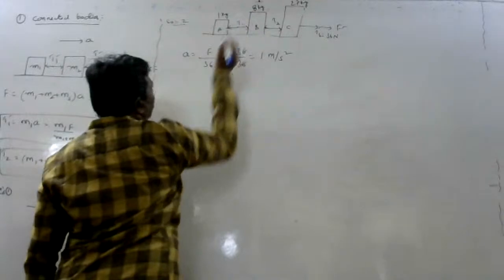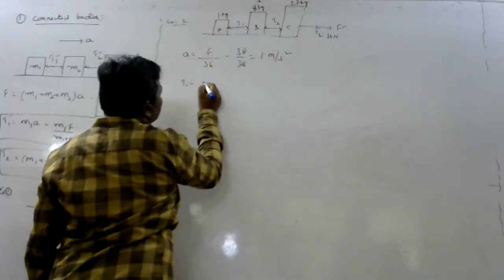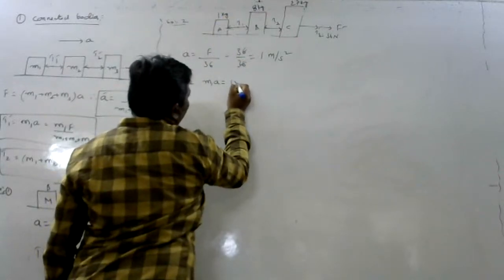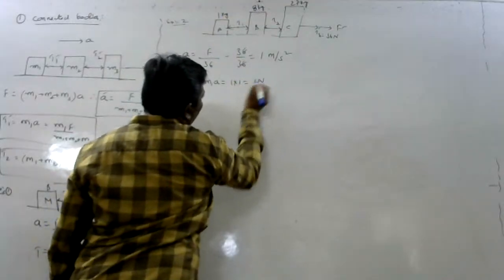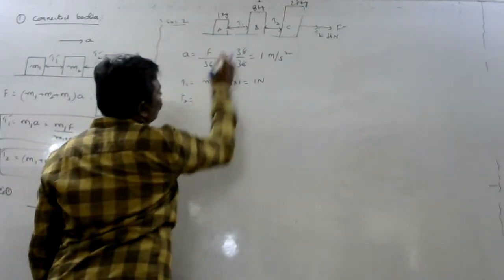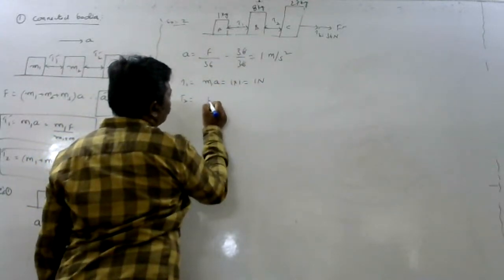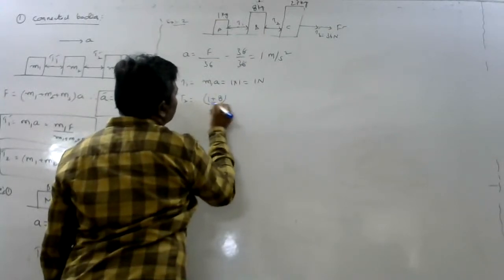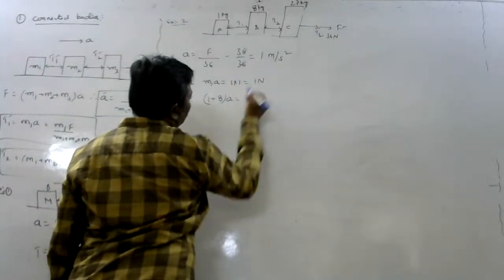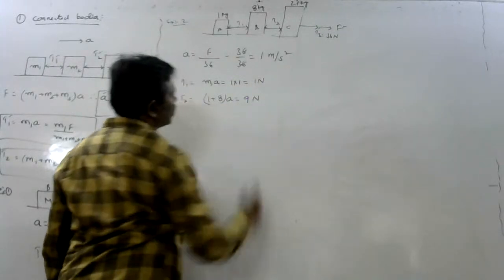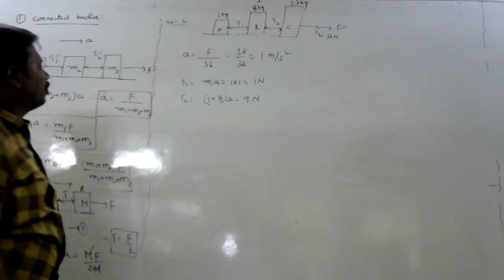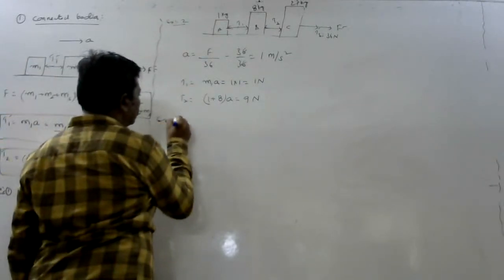Now tension in the string T1. T1 is equal to M1 A. M1 means 1, acceleration 1. So 1 Newton. And tension T2 is equal to (M1 plus M2) into A. 1 plus 8 into A. 1 plus 8 means 9, acceleration 1. So T2 is equal to 9 Newton. This is another example. And also example 3.